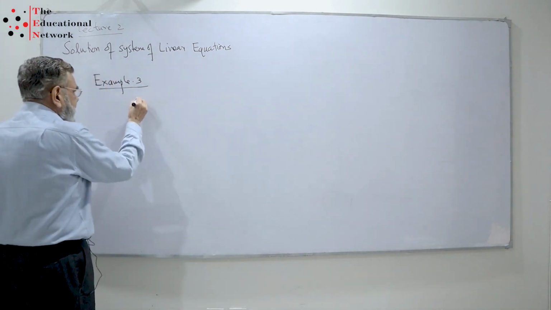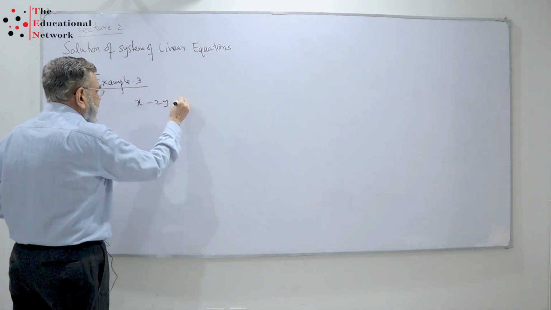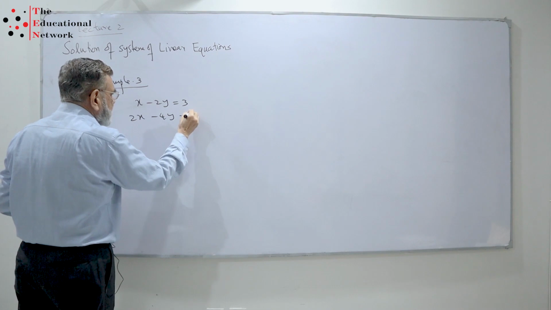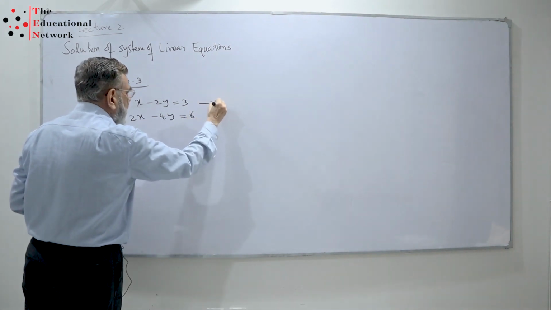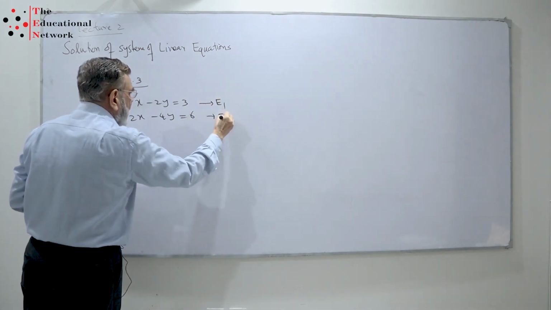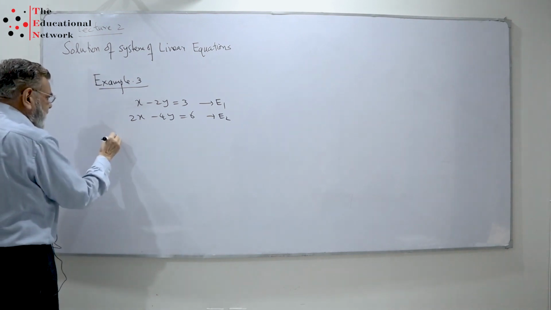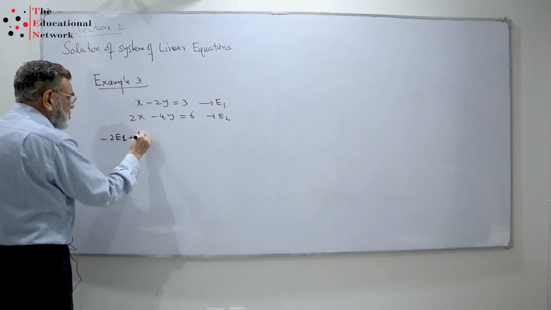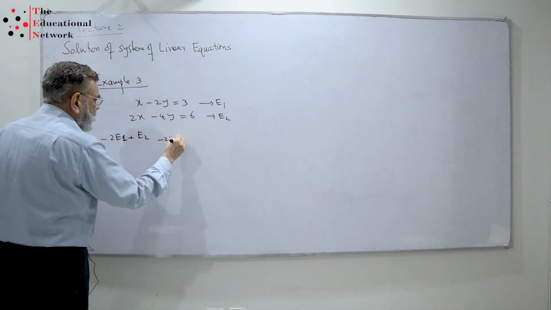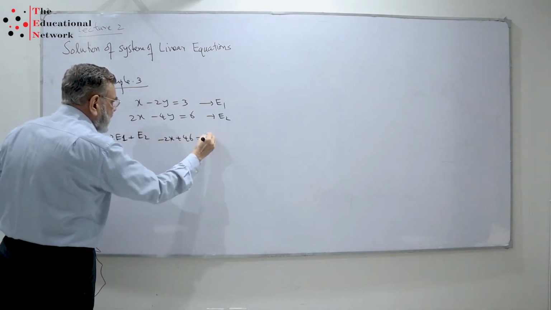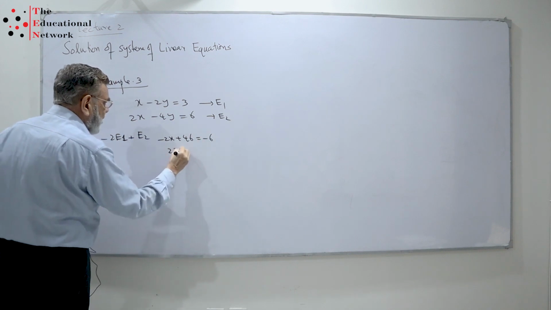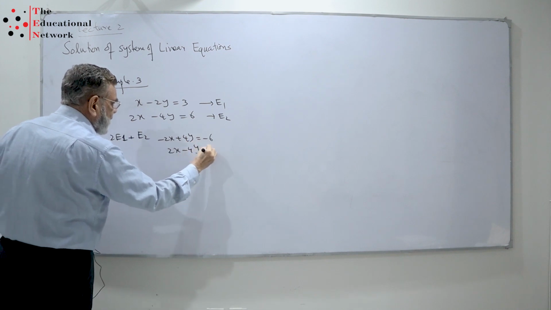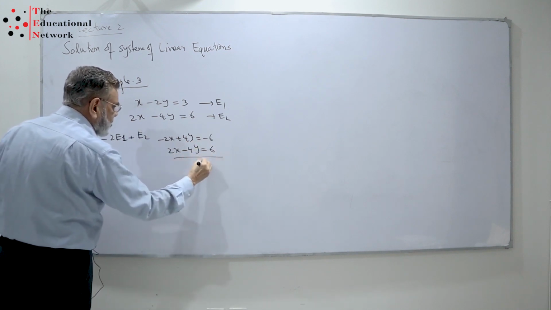We take x minus 2y equal to 3, and I get 2x minus 4y equal to 6. I want to solve this system. This is my equation 1, and this is my equation 2. I multiply equation 1 by minus 2 and add to equation 2. I get minus 2x plus 4y is equal to minus 6, and I get 2x minus 4y equal to 6. Add it, I get 0 equal to 0.